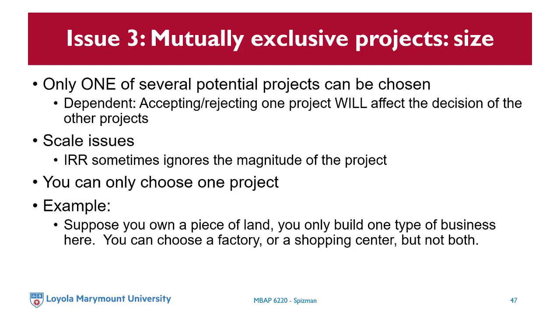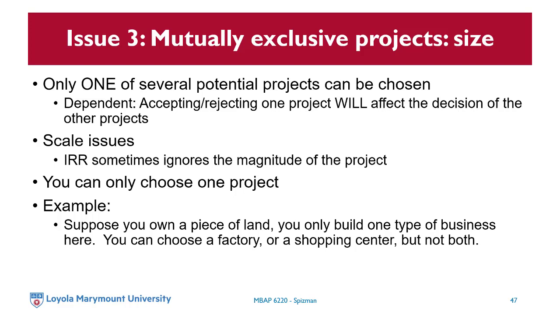You own a piece of land, you can only build one type of business, but you cannot do both. So choose a factory or a shopping center. The problem we have is that the IRR of the factory might be much higher than the IRR of the shopping center, but the magnitude of the shopping center might be much bigger than the factory.